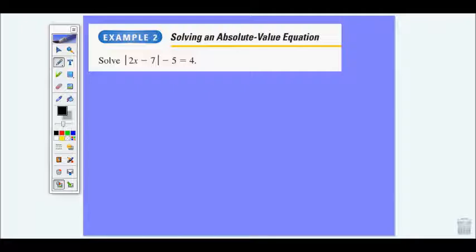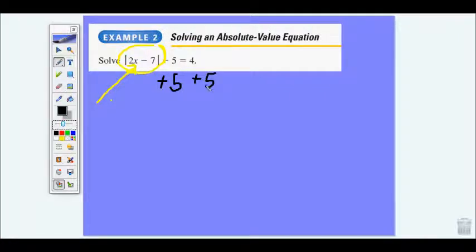So this time we're going to solve an absolute value equation that's a little bit more difficult because it's a two-step equation. Now, be careful, caution: the absolute value symbols only apply to the 2x minus 7. So what I need to do first is make this a regular algebra sentence, and I'm going to put my constant terms together. The first step is to add 5 to both sides.